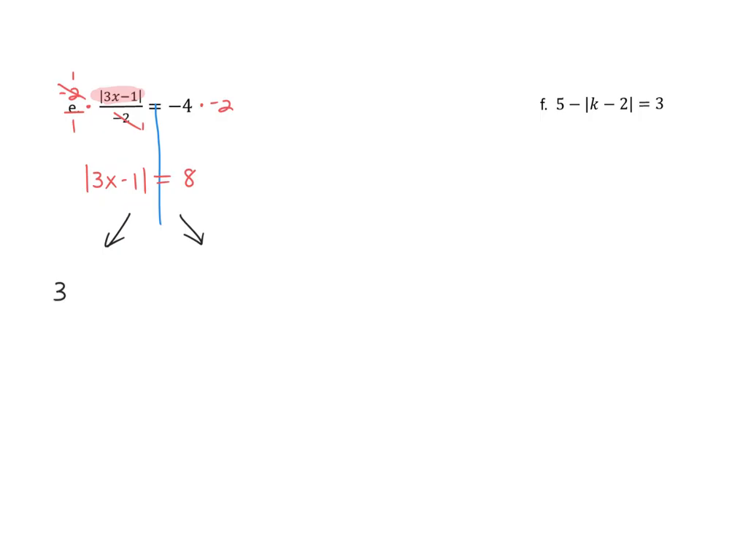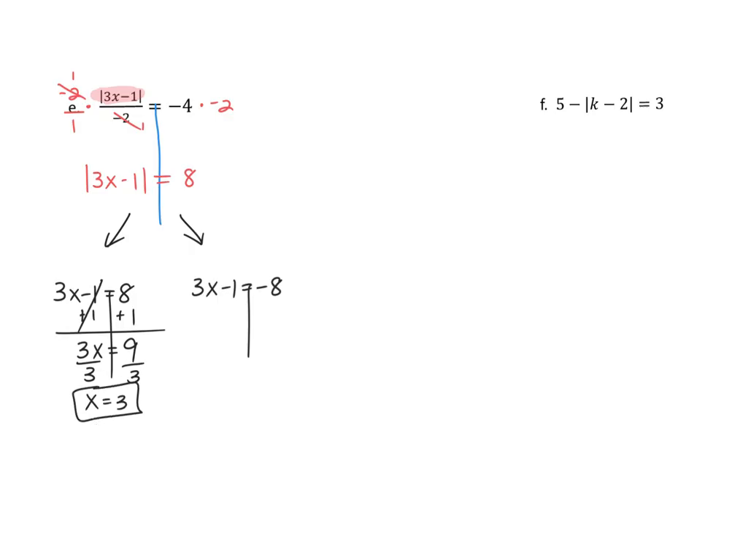Okay, so I'm going to say, when does 3x minus 1 equal 8? Or when does inside there equal negative 8? Then I'm going to solve it. So I'm going to add 1. I get 3x equals 9. Divide by 3. I get x equals 3 is one of my solutions. The other one, I'm going to add 1 to both sides. That zeroes out. I get 3x equals negative 7. And then if I divide by 3, I end up with x equals -7/3.